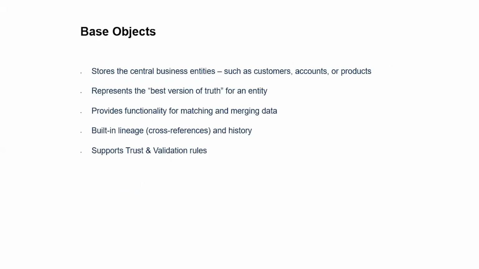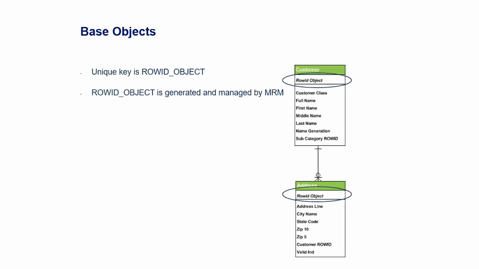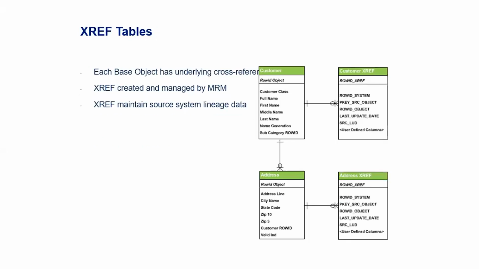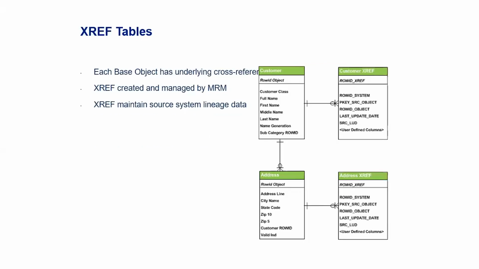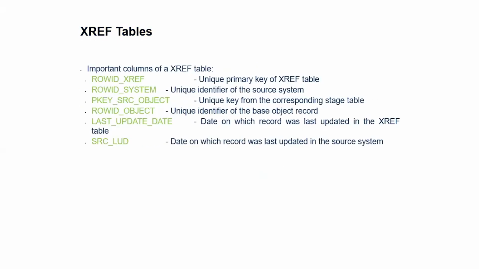The base object stores the best version of truth. Each base object has one underlying cross-reference table, maintained by MDM. So we don't load data to the cross-reference table. We load data only to the base object table. All the support tables will be loaded automatically by MDM.